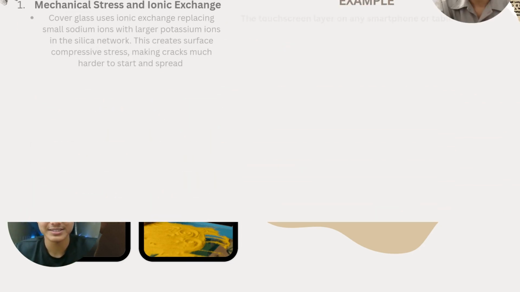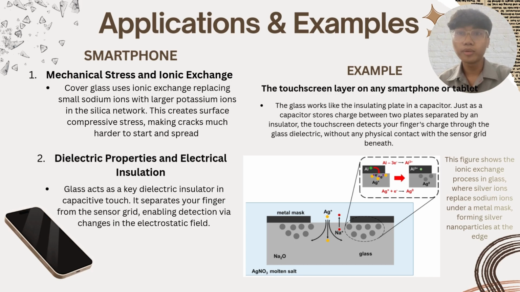So at this point, we have probably all touched a screen today, whether it's a phone, a tablet, or even a smart TV. While we think of glass as a clear cover in electronics, it's actually playing multiple sophisticated roles. Let's look at a couple of clear examples.